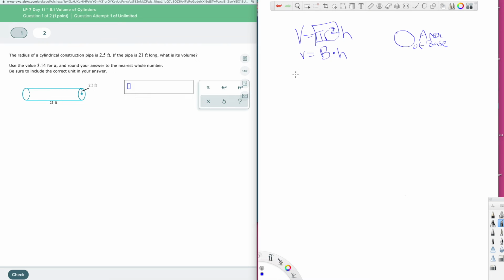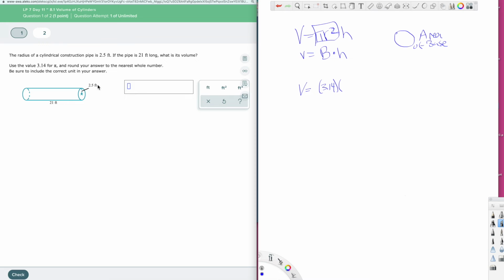All right, so let's go ahead and start plugging this in. So instead of pi, they've asked us to use 3.14. So I'm not even going to write pi anymore. I'm going to write 3.14 times the radius squared. So they told us the radius was 2.5.